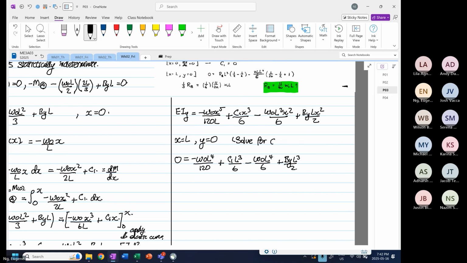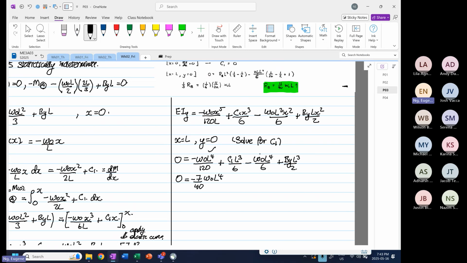for what? C1. Okay. And we are not trying to solve for B_y yet. We are trying to find what is C1. Okay. So from here, we need to rearrange a bit. So we have minus 1 over 120 minus 1 over 6 minus 1 over 6... you get minus 7 over 40 omega naught L⁴.